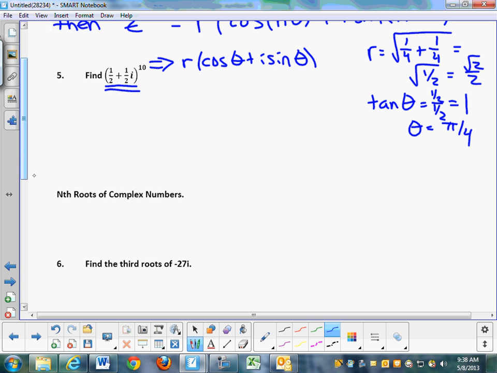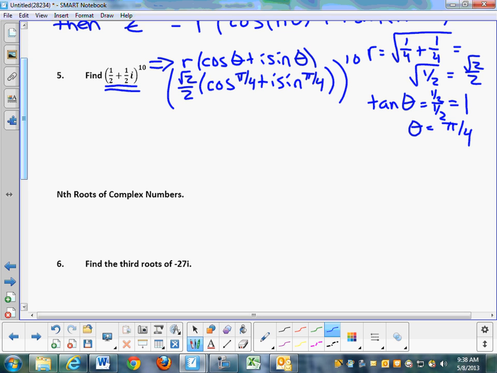We have the trigonometric form is the square root of 2 over 2, right? Times the cosine of pi over 4 plus i sine of pi over 4. Now we want to take that to what power? Yeah, we want to take this thing to the 10th power. Well, what DeMoivre's theorem says is this really isn't that bad at all.